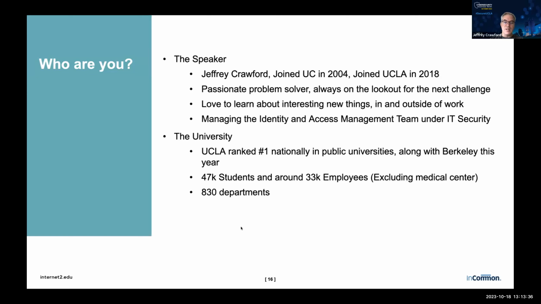UCLA is an R1 university ranked #1 nationally among public universities, along with Berkeley, a distinction we share with them this year. We have about 47,000 students and around 33,000 employees that we directly work with. If you include the medical center, that jumps up to, I think, 68,000 or so. And there are 830 departments, all doing more or less their own thing, with some exceptions.